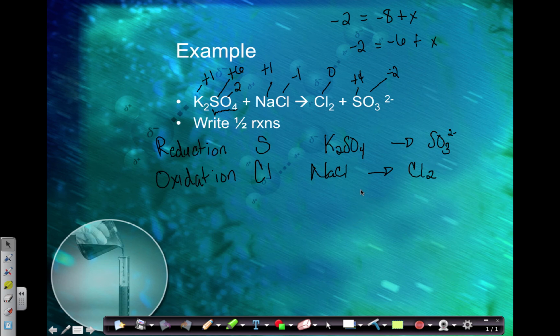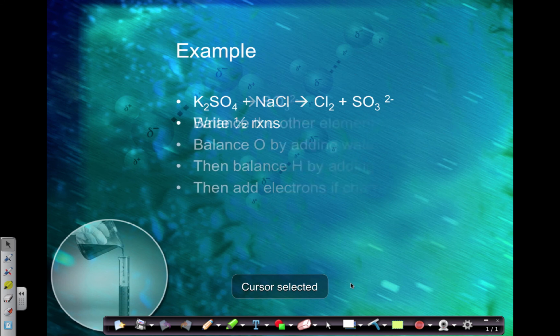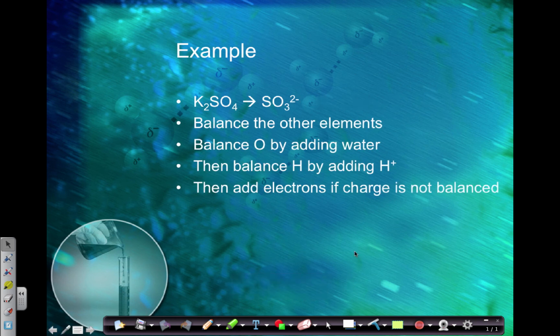We're going to focus on balancing one at a time. Okay, so here's our first half reaction, K2SO4, and that produces this. Okay, and automatically I notice there's a problem. I've got potassium here, and I don't have it on the other side. So I need to fix that. And what I'm going to do is I'm just going to add potassium ions, because what ends up happening is that it just separated in the solution and became an ion.